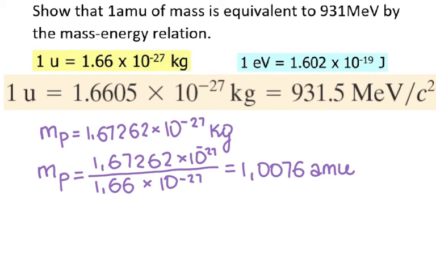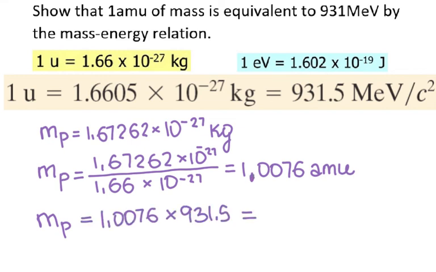Then to convert the mass of the proton into mega electron volts over c squared, I would have to multiply this number, the one that I just found, by 931.5, and that will give me 938.58, measured in mega electron volts over c squared.